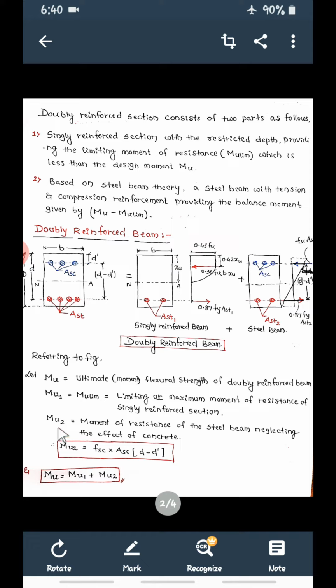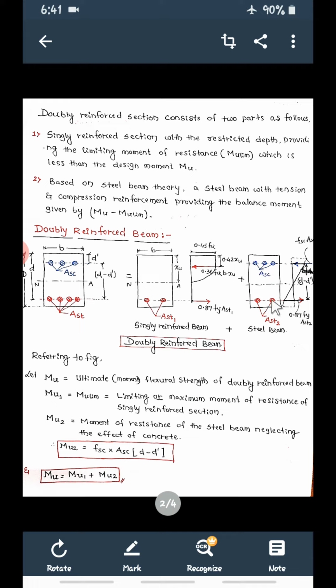What is M? M means moment. Moment means force into perpendicular distance. So what is the moment here now? There are two forces, right? This is the force in the compression steel. This is the force in the tensile steel. So the distance between these two is what? D minus D dash. Now I want to calculate the moment at this point.